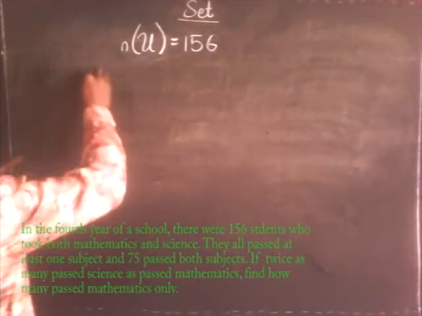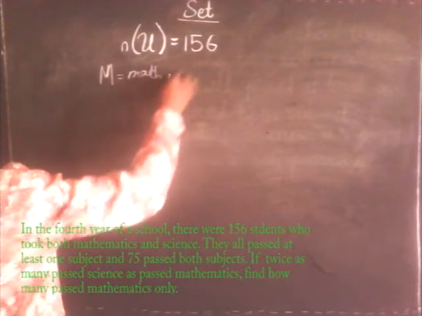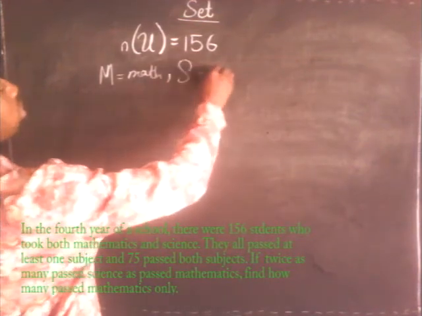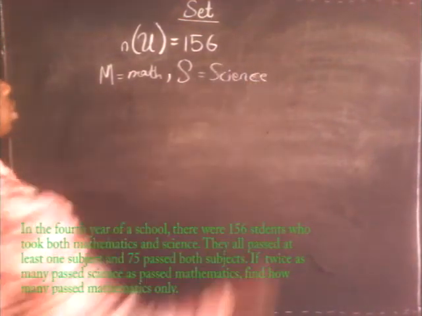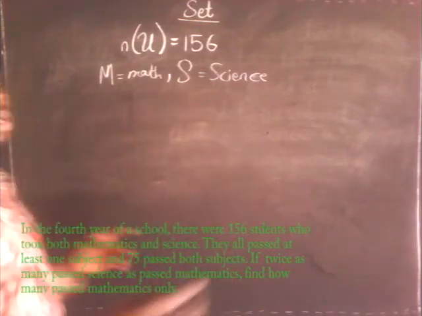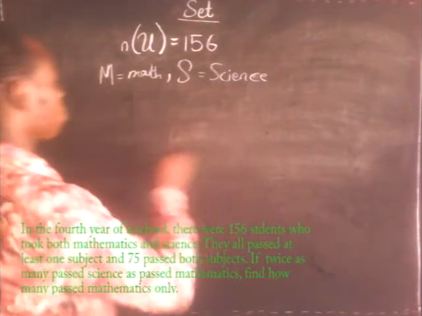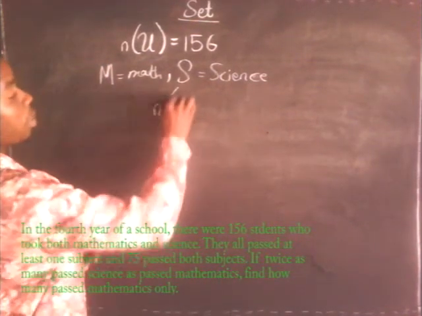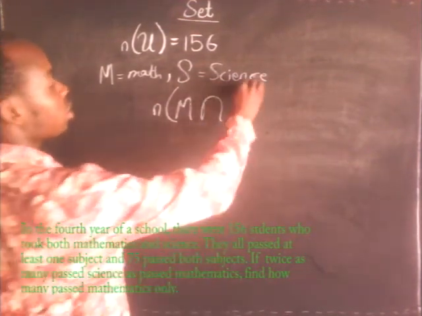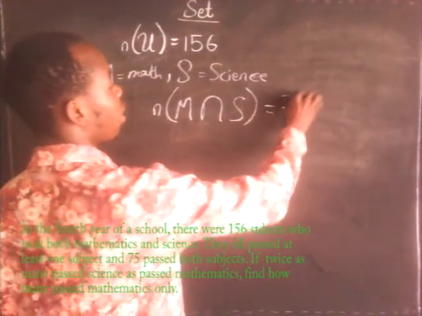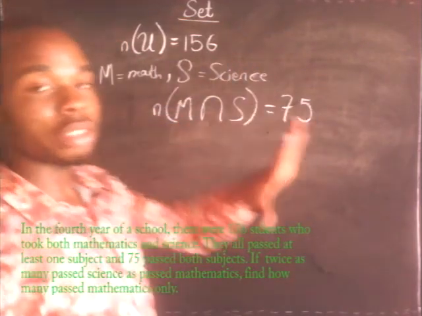That means let's use M to represent math, and then we are going to use S to represent science. And 75 students passed both mathematics and science based on the question. So the number of people that passed mathematics and science, this is an intersection sign in set, M intersection S is equal to 75. I am taking note of this so it will enable me to draw my Venn diagram accurately.